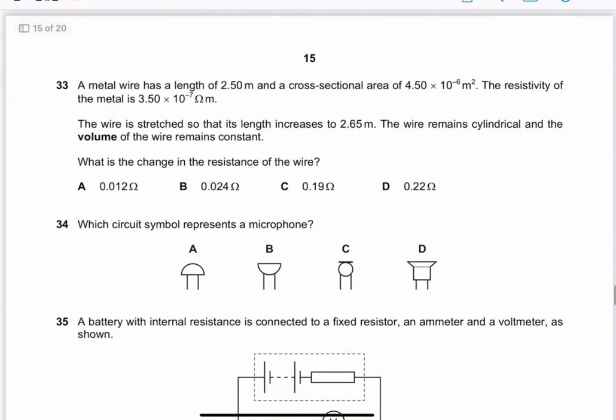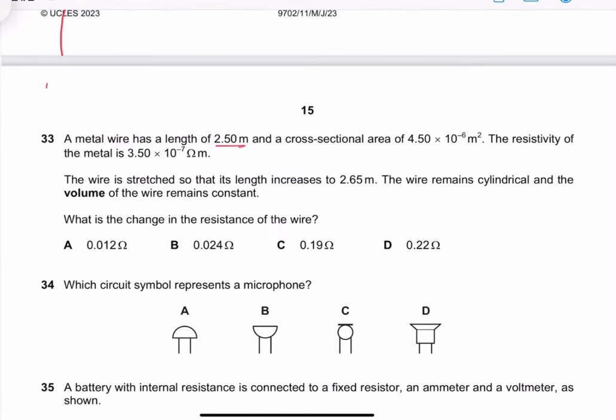Moving on to question 33. A wire has length 2.50 meters and we have this certain cross-sectional area. We're given the resistivity of the metal. The resistivity is the property that a metal has. It's always constant. The wire is stretched so that its length increases to 2.65.